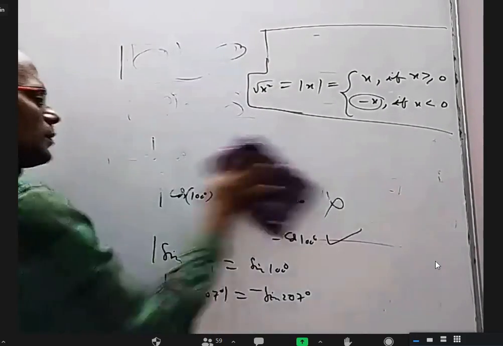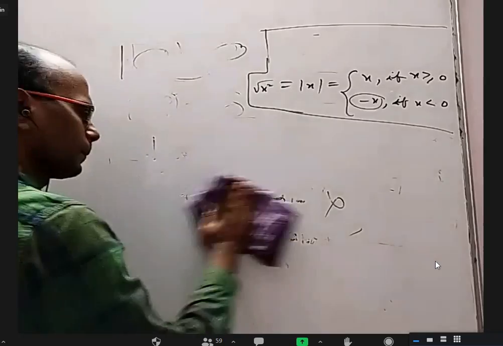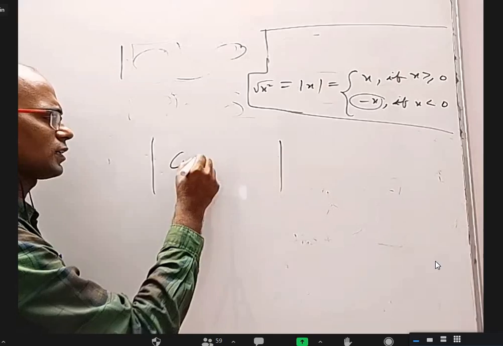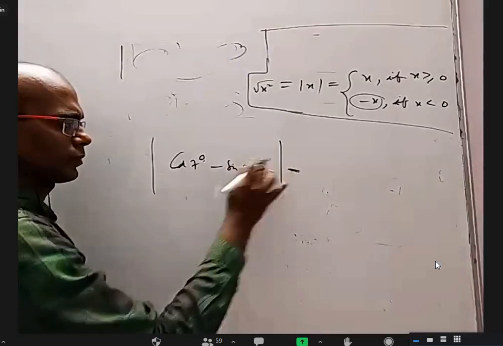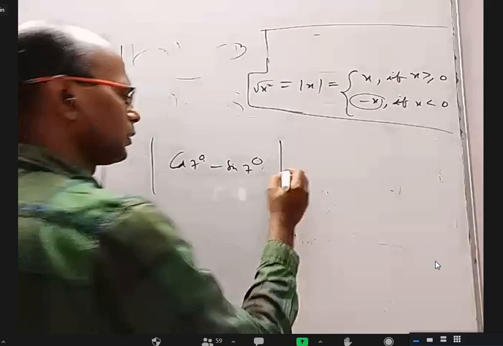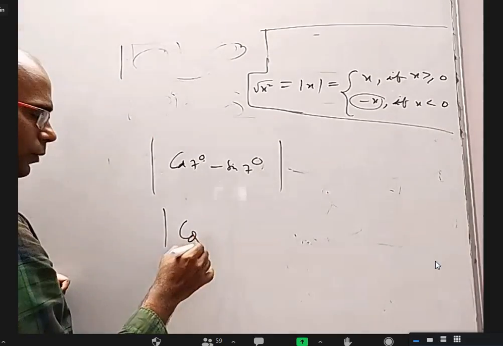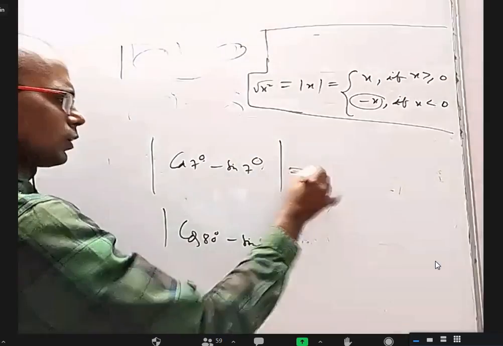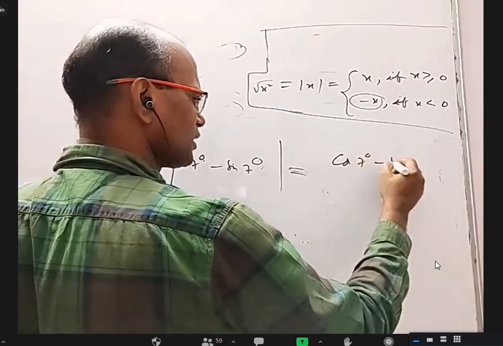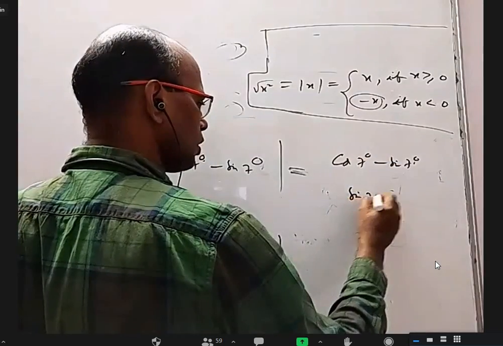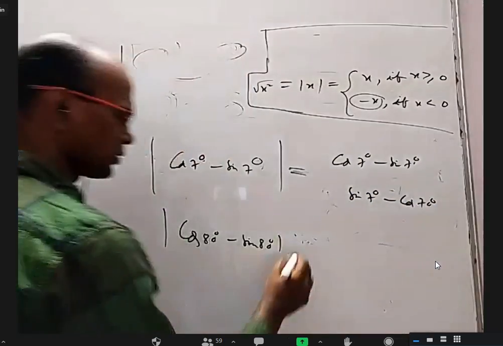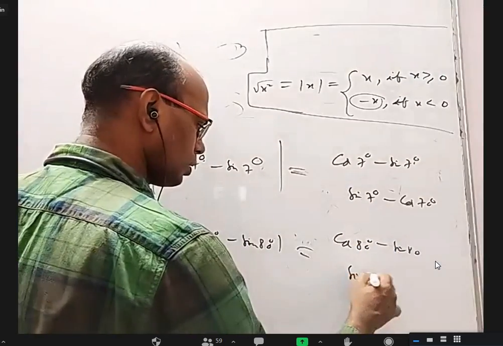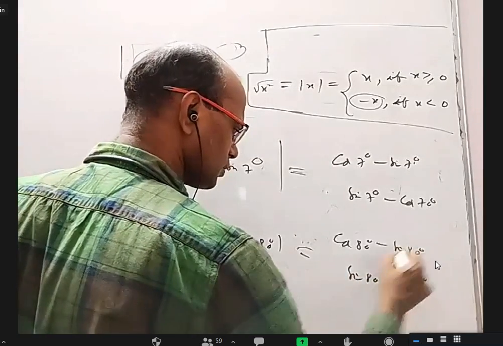Okay. Let me see if somebody can answer this for me. Mod of cos 7 degrees minus sine 7 degrees, and mod of cos 80 degrees minus sine 80 degrees. Is this answer cos 7 degrees minus sine 7 degrees or sine 7 degrees minus cos 7 degrees? Similarly, is this answer cos 80 minus sine 80 or sine 80 minus cos 80 degrees?